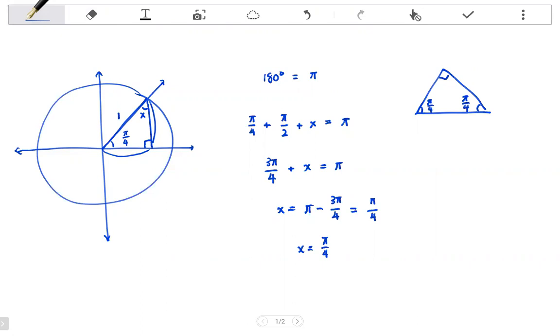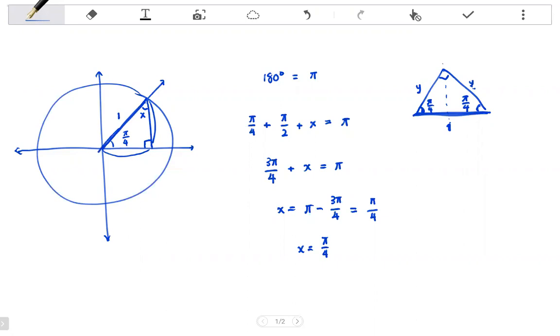Isn't this basically an isosceles triangle, right? It's an isosceles triangle. And what do we know about isosceles triangles? Well, if the angles are the same here, then we know the sides also have to be the same. So we know that these two sides have to be the same, and we know that this side is going to be 1. This is a hypotenuse, right? This side is the same as this side right now.